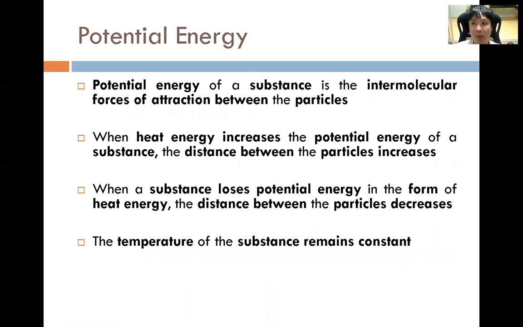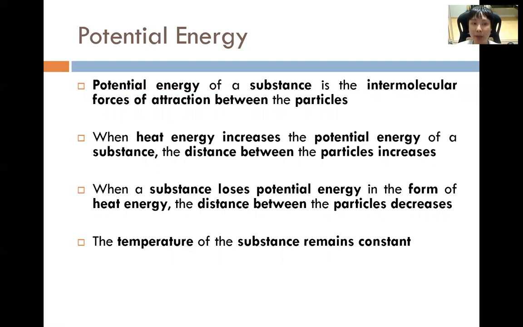For potential energy, as we've mentioned before, it is a function of the configuration of the particles. It's the energy that a substance has by virtue of its position, and it's primarily due to the intermolecular forces of attraction between the particles. It's easy to understand: if the particles are more closely spaced, the potential energy will actually be greater. So when you use heat energy to increase the potential energy of a system, the distance between the particles will increase. And when a substance loses potential energy in the form of heat energy to the surroundings, the distance between the particles will decrease. If the only thing that changed was the potential energy of the system, that means when the system changes the distance between the particles, it will only affect the potential energy. If the kinetic energy is unchanged, then the temperature of the substance will remain constant.